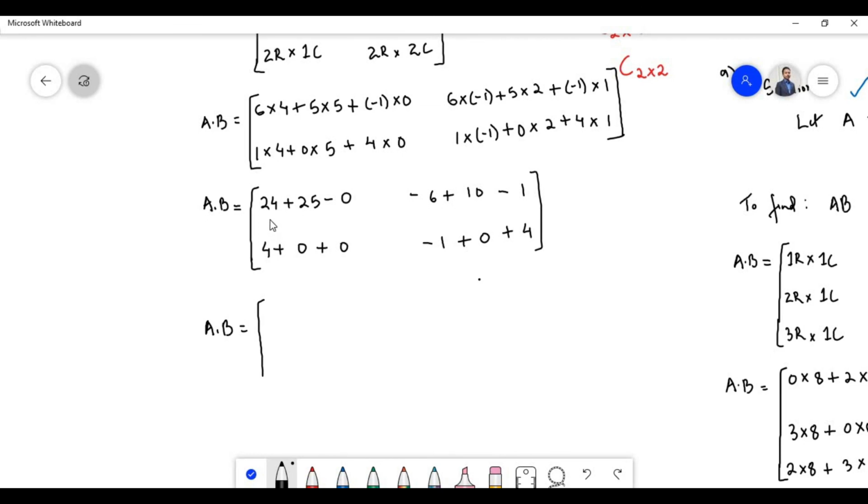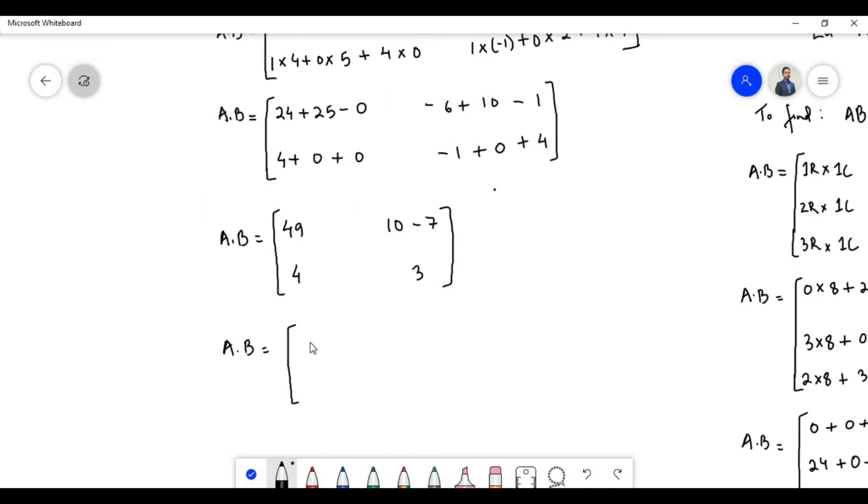Let us simplify further. 24 plus 25 equals 49. Minus 6 plus 10 minus 1 equals 3. 4 plus 0 equals 4. Minus 1 plus 4 equals 3. So we have 49, 3, 4, 3. Therefore, multiplication of matrix A with matrix B is equal to a matrix which contains elements 49, 3, 4 and 3.